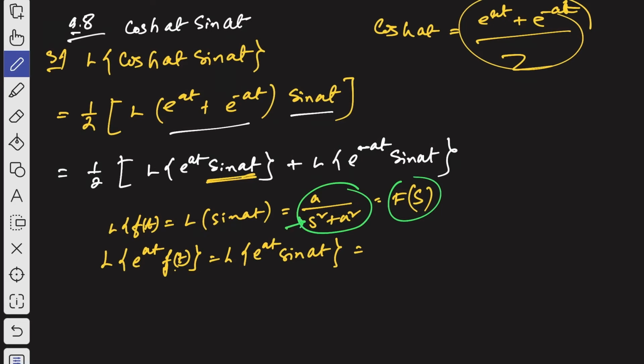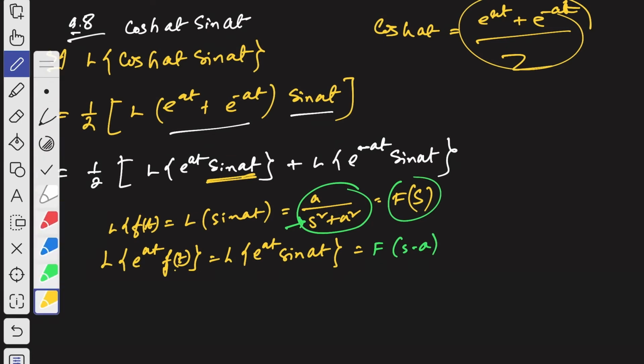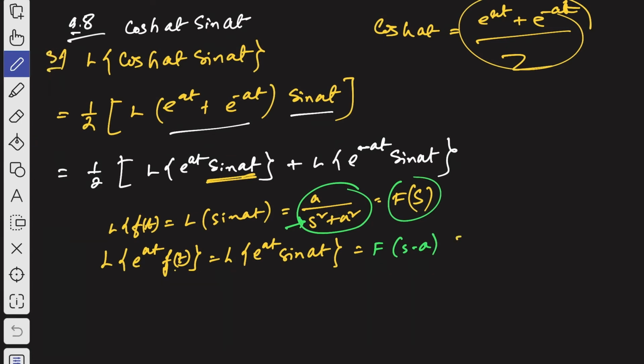Now replace this s by, according to the first shifting theorem, it should be F of s minus a. Replace the s by s minus a. So then what you will get, it will give you a by s minus a whole square plus a square.